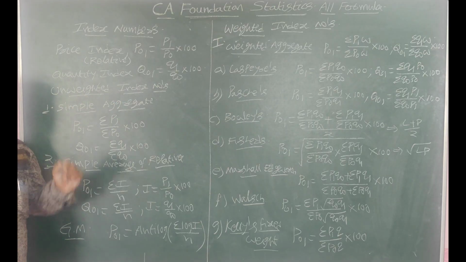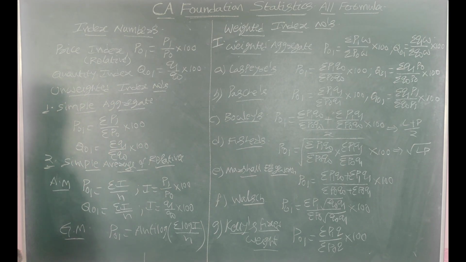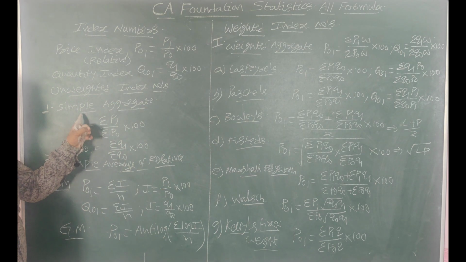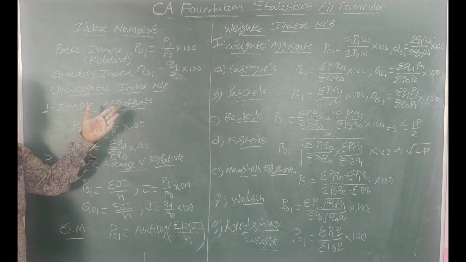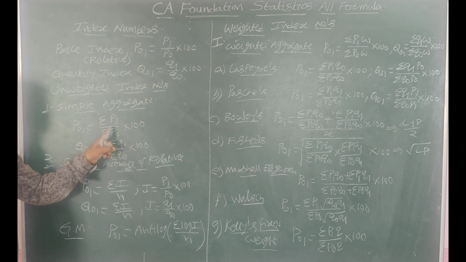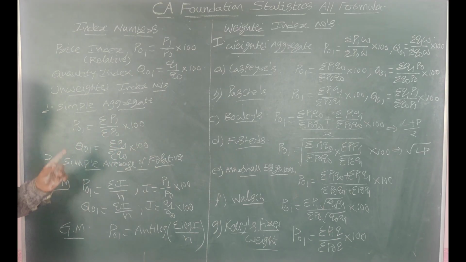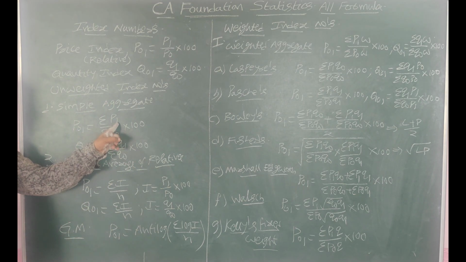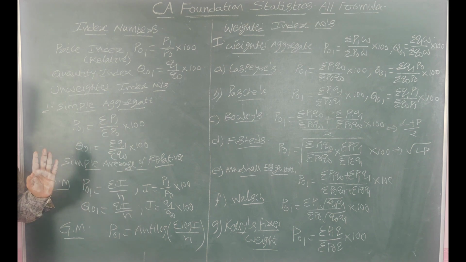Next, coming to unweighted index numbers, where no weights are taken for calculating the index numbers. In that, simple aggregate means no weights. The formula for P01, price index of 1 on 0, is summation P1 by summation P0 into 100. If it is a price index, use this formula. Sometimes they may ask for a quantity index using simple aggregate. Then the formula is summation Q1 by summation Q0 into 100. If it is prices, use prices. If it is quantities, use quantities.